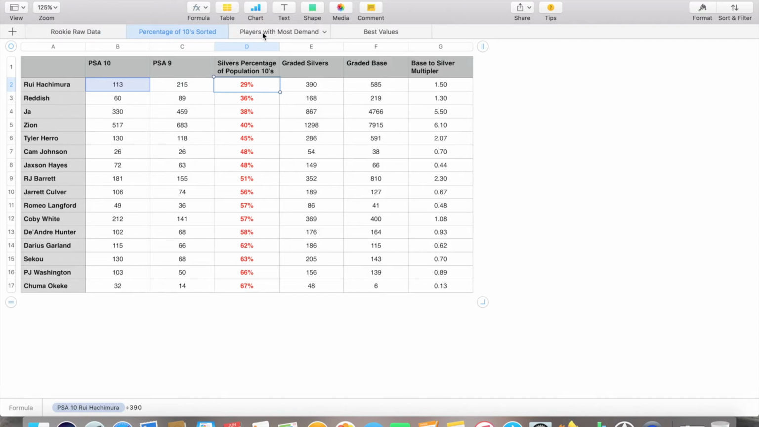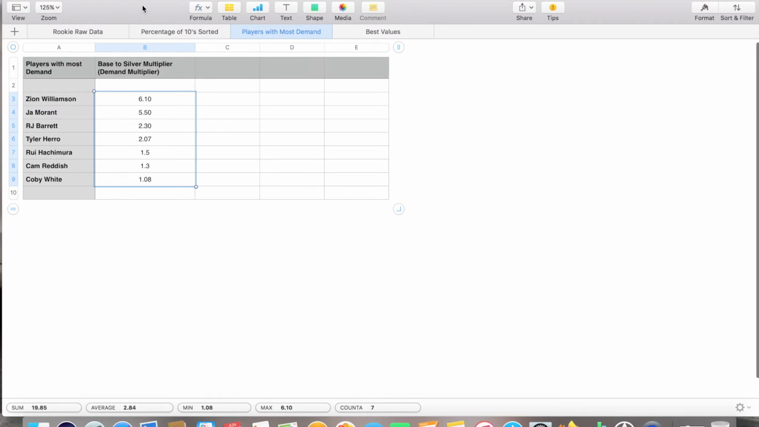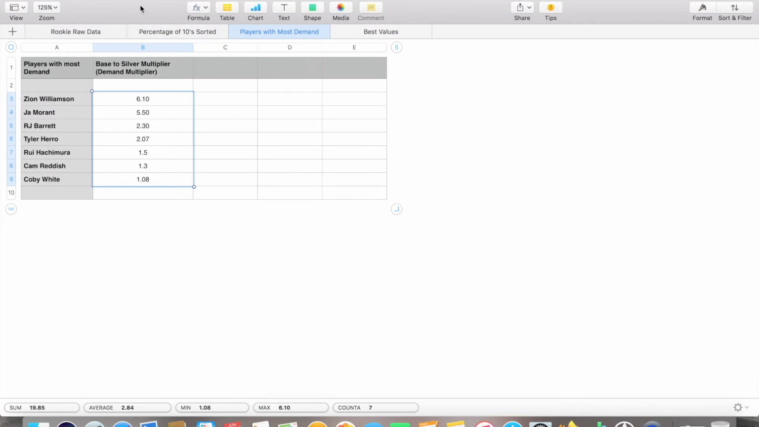So the next thing I want to go over is just the players with the most demand. Like I said, Zion and Ja are 1 and 2. They're way up there. They have a very, very high demand multiplier. But then after that, I actually think it gets pretty interesting. RJ Barrett is number 3, which I think we could all sort of predict. But after that, the 4th most in-demand player, according to the data, is Tyler Herro. And after that, Rui Hachimura, Cam Reddish, and then Coby White.